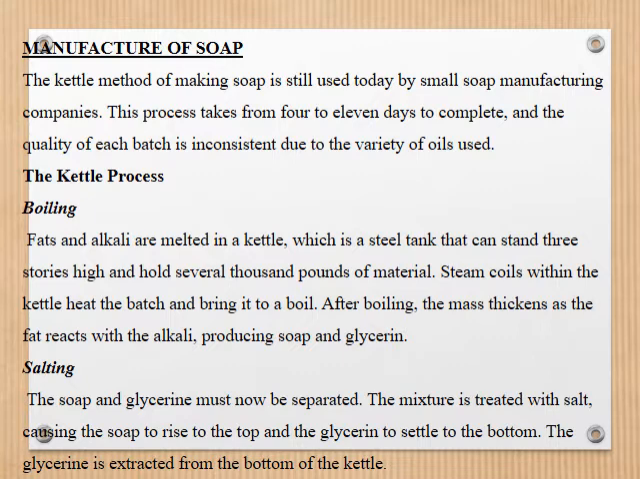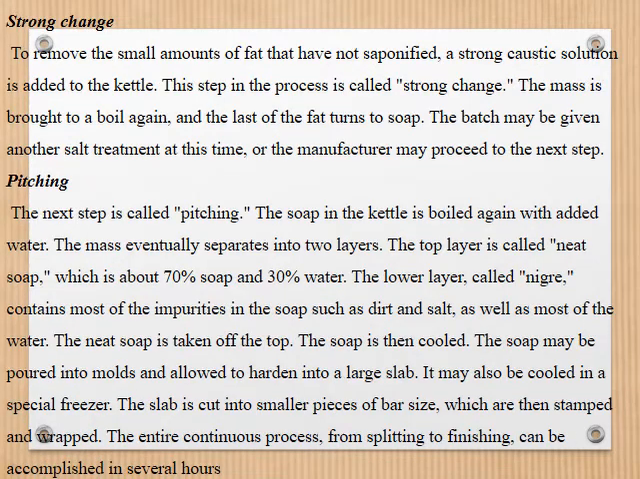The second step is salting. The soap and glycerin must now be separated. The mixture is treated with salt, causing the soap to rise to the top and the glycerin to settle to the bottom. The glycerin is extracted from the bottom of the kettle.